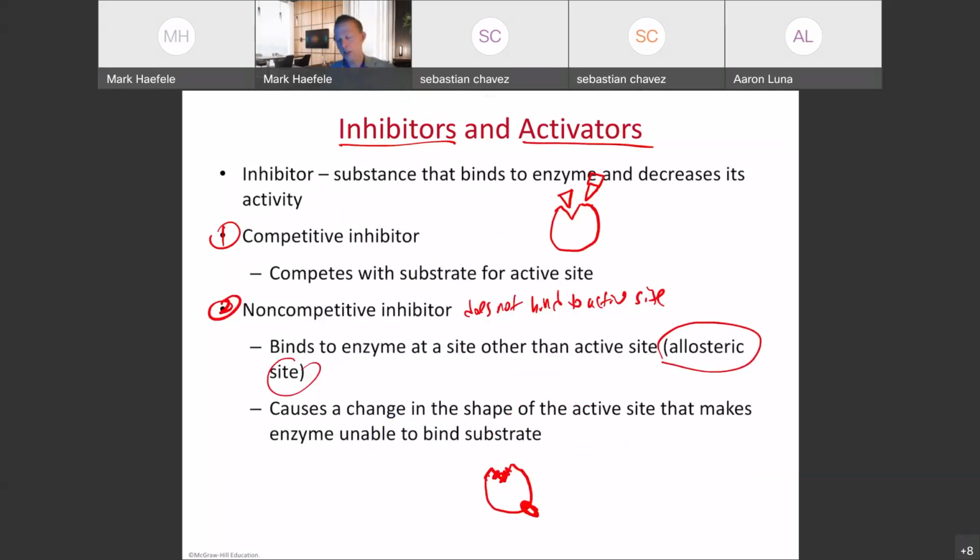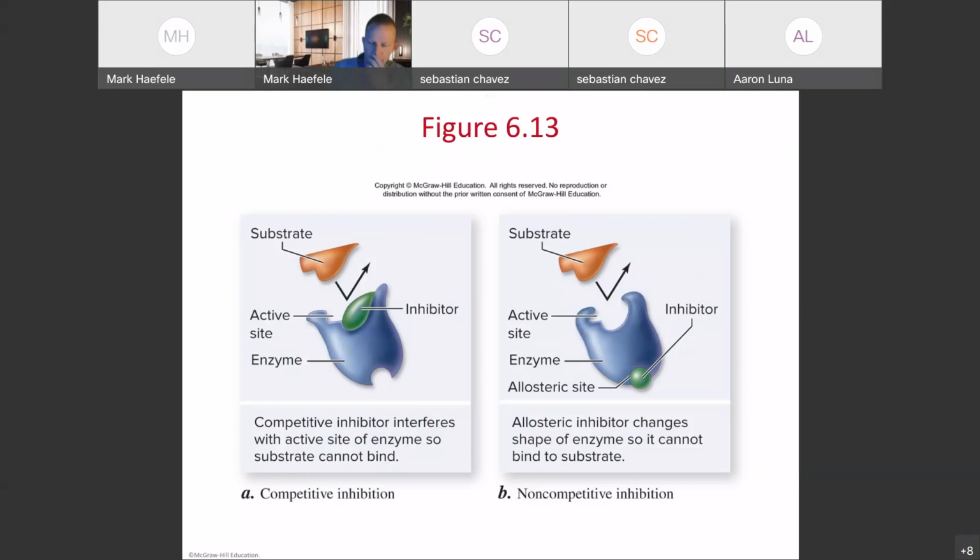And so it'll change the shape of the enzyme, making it unavailable. So here's kind of an example. Here's our competitive inhibition. So you can see here, your substrate basically will have this little bottom lobe that it uses to bind to the active site.